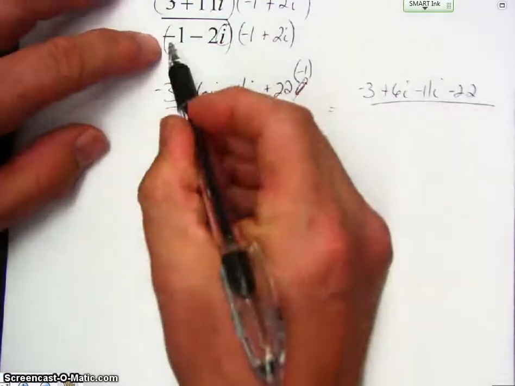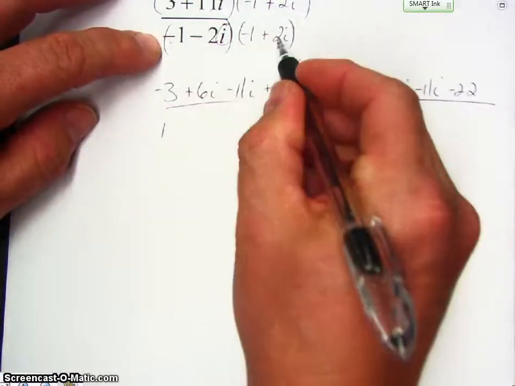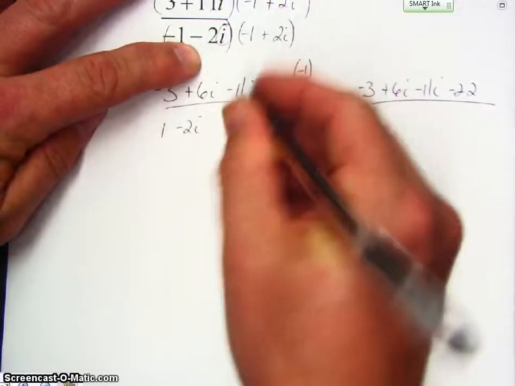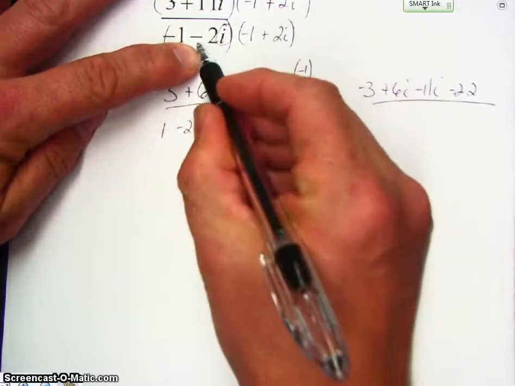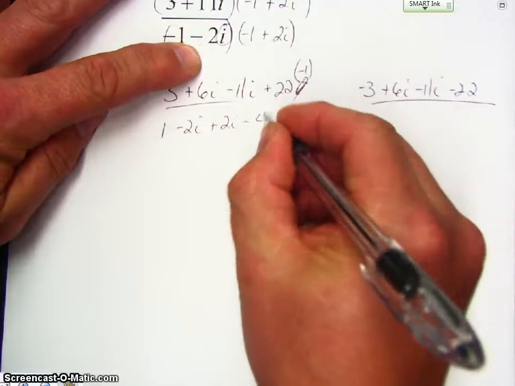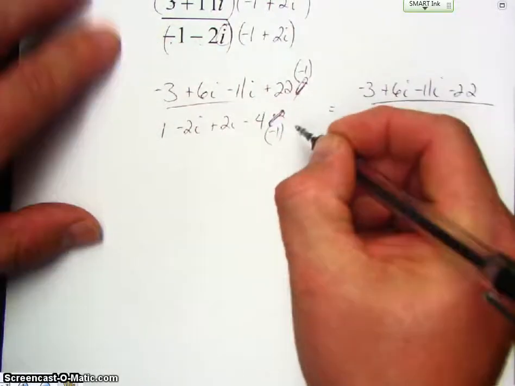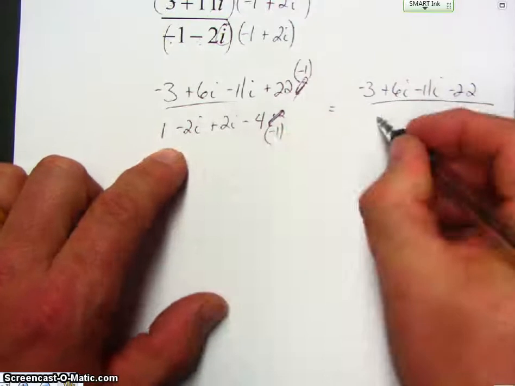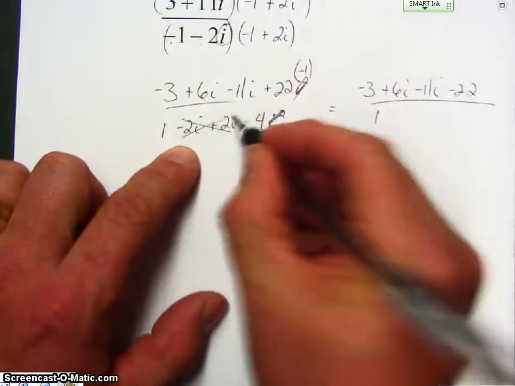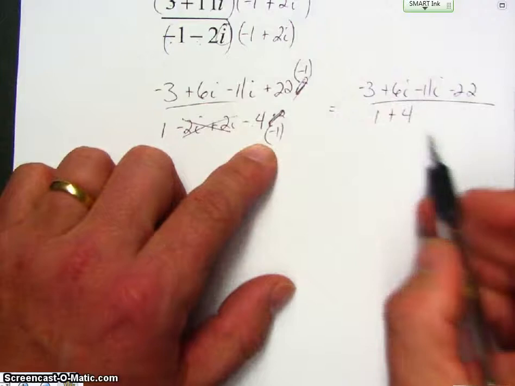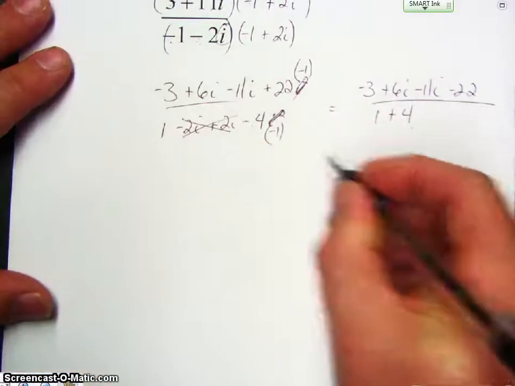All right, let's do the bottom. Negative 1 times negative 1 is 1. Then negative 1 times 2i, negative 2i. Negative 2i times negative 1 is positive 2i. And negative times a positive is negative 4i squared. That becomes a negative 1. Notice here we get 1. Those cancel to 0. Negative 4 times negative 1 is positive 4. The i is gone, so we're on the right track.